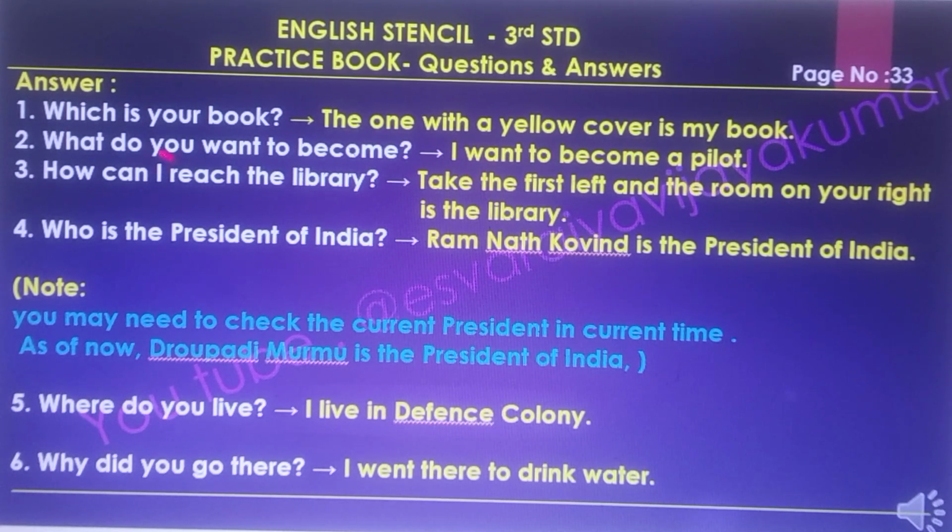And the second one, what do you want to become? I want to become a pilot. Third one, how can I reach the library? Take the first left and the room on your right is the library.